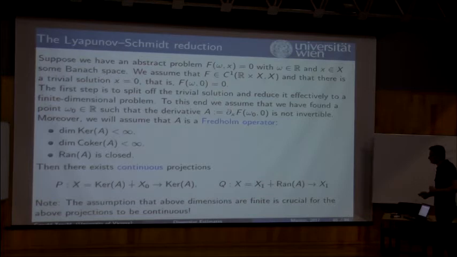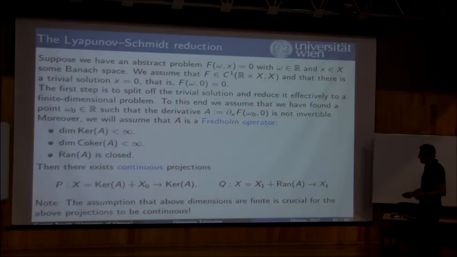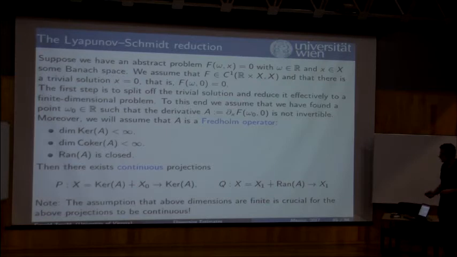Okay, so why are we doing this? We are doing this for the following reason, because we want to split our space. We want to split the domain into the kernel plus the rest, and we also want to split the image side into the range and the rest. Okay? We have assumed that these spaces are finite dimensional and that this space is also finite dimensional, that this range is closed, and hence this can be done in a nice way.